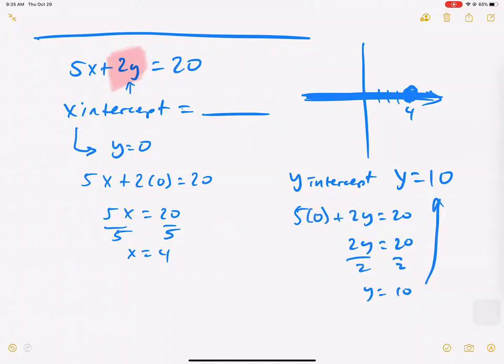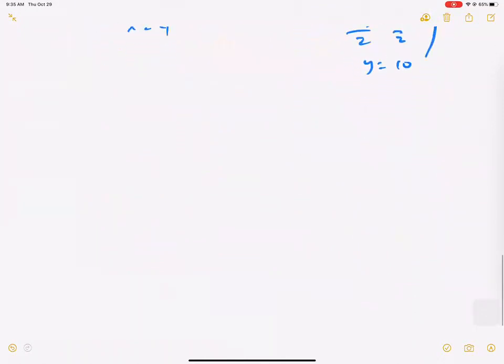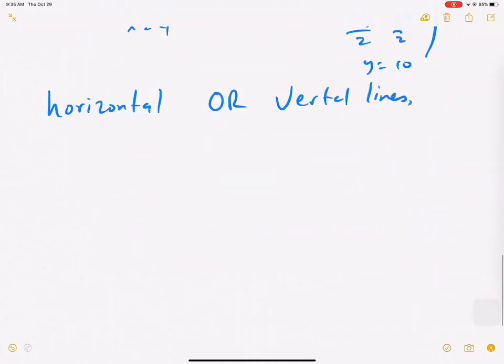All right. So now we have one more section to talk about, and it can be confusing because, again, we're dealing with simple letters x and y. Here is our next section. It's called horizontal or vertical. I'm not going to say the word and, because it's one or the other. Is it going to be a horizontal or vertical line?